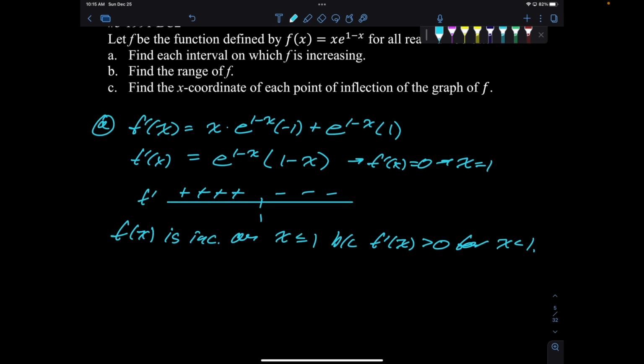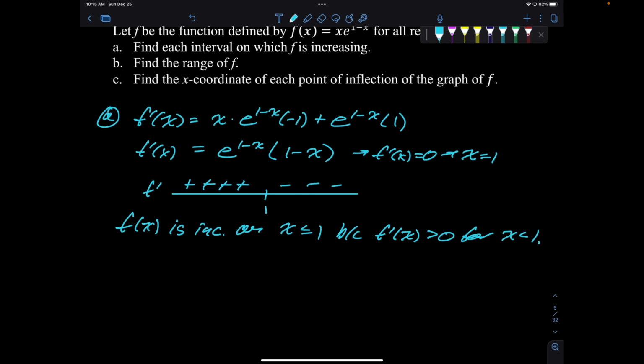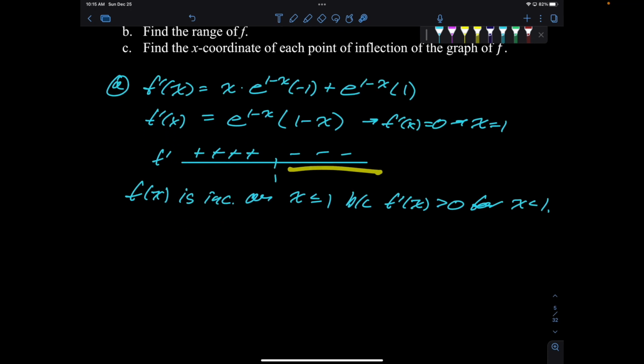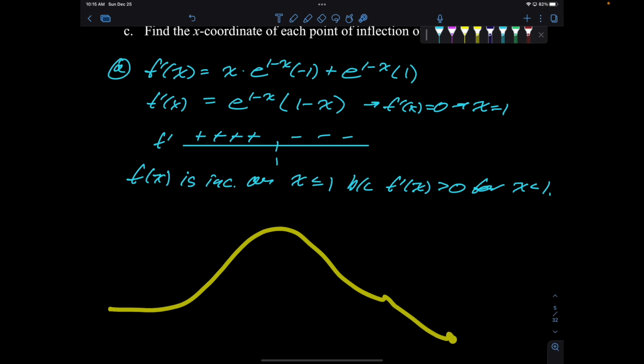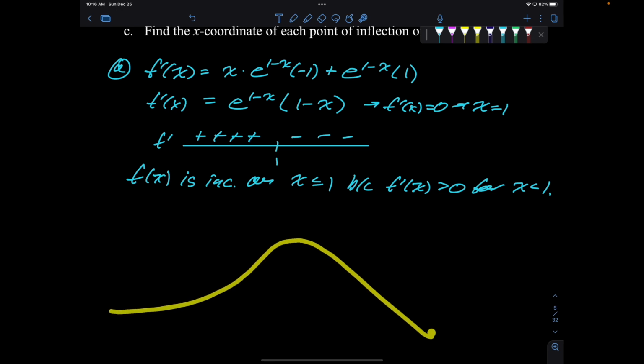All right, find the range. Okay, so let's think this through. f of x increases forever until you get to 1, and then decreases forever after 1, which means that if we were to graph this, we might be dealing with this, where this just keeps going forever. Well, we couldn't have this, so it might increase subtly and then decrease forever. So we've got to figure out what's going on as we go toward negative infinity.